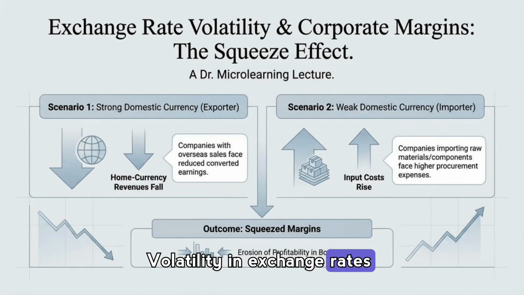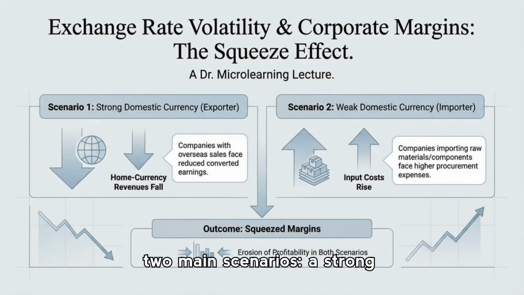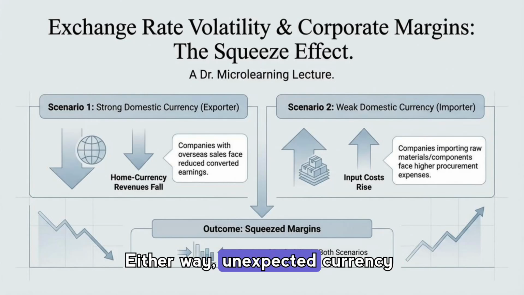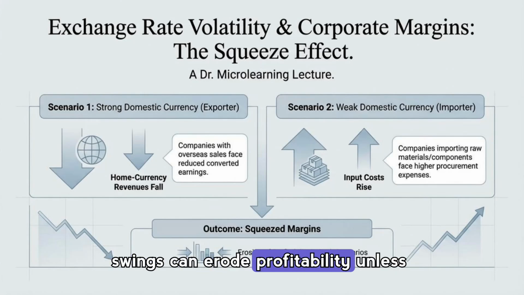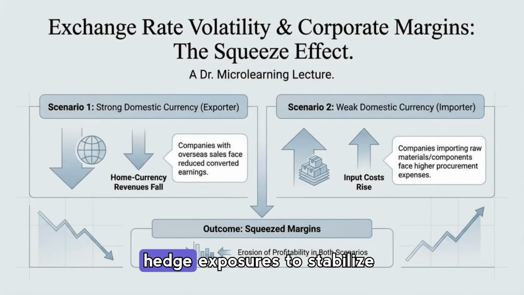Volatility in exchange rates squeezes corporate margins through two main scenarios. A strong domestic currency can shrink converted overseas revenues for exporters, while a weak currency raises input costs for importers. Either way, unexpected currency swings can erode profitability unless firms adjust pricing, sourcing, or hedge exposures to stabilize margins.